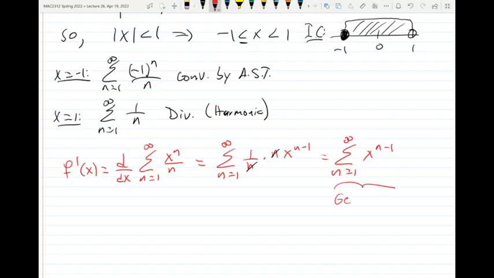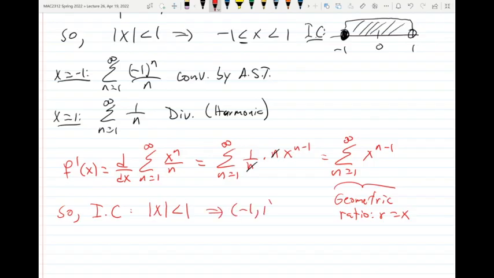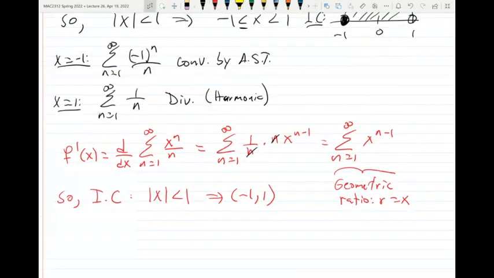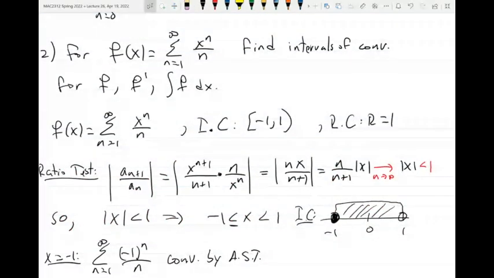This is geometric with ratio r equals x. So what is the interval of convergence? The absolute value of x is strictly less than 1. So that would be -1 to 1, and we don't include the endpoints. Do you understand this? Notice that in this case, we lost this bracket. When we take the derivative, we still kept the same radius of convergence, but we lost this bracket by taking the derivative.